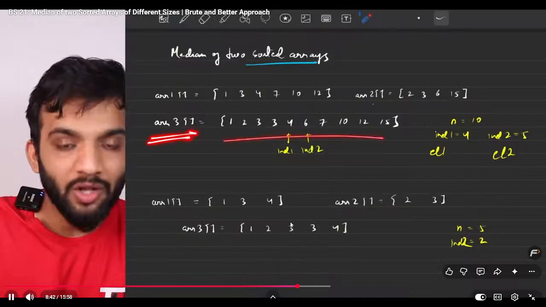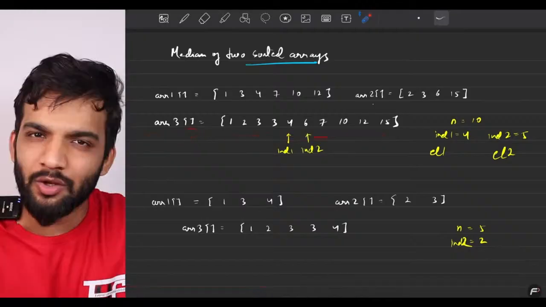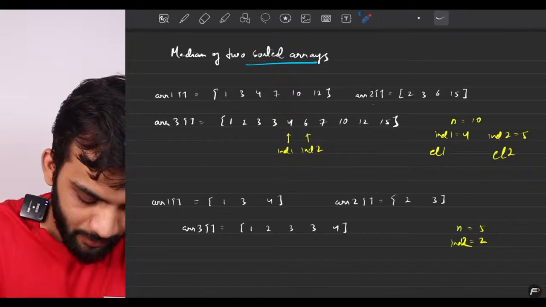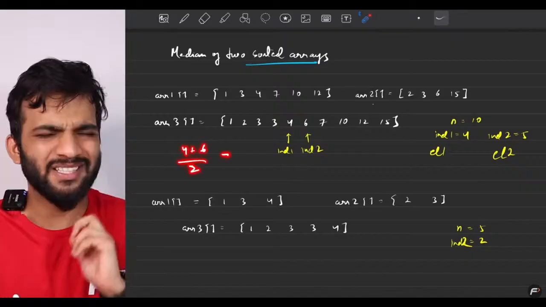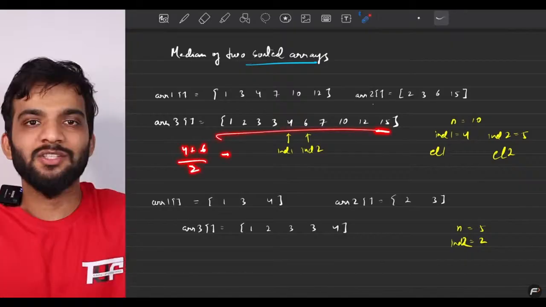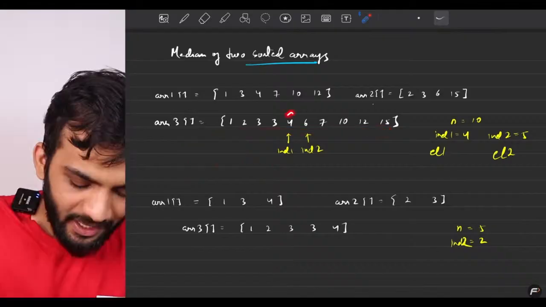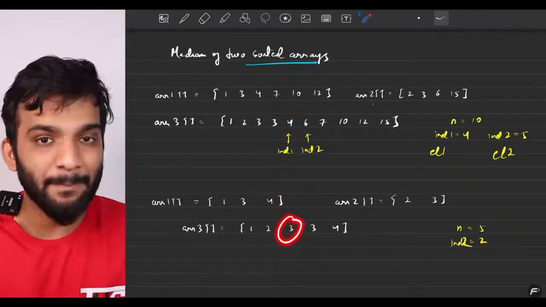But if I just think logically, do I need all the elements? The answer to that is no. If I can somehow just get 4 and 6 for this example, and then just divide them by 2, that's done. I don't need all the elements. Why am I storing all the elements? I just need 4 and 6. In this particular example, I just need 3. I don't need all the elements. So let's focus on picking up 4 and 6 only, or let's focus on picking up 3 only.